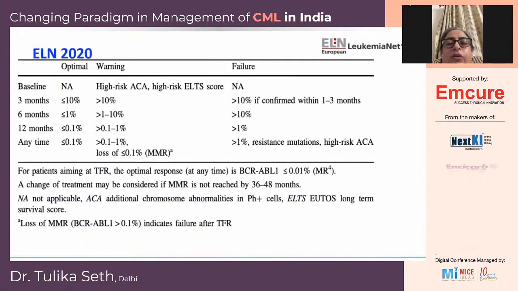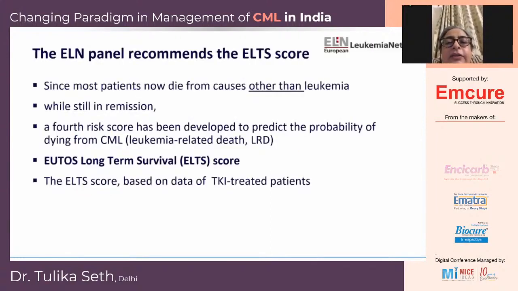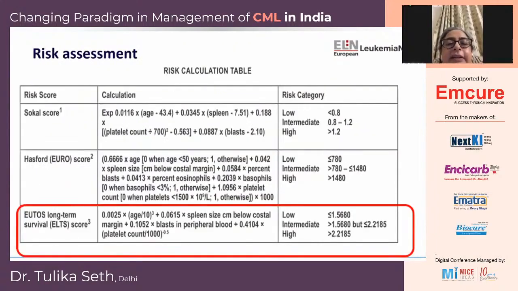So this is the main table that all of us use. And this has actually not changed too much from previously, except for a few of the things which I will be discussing ahead. Next. So the risk assessment, there are several new things. Next. And the ELN panel recommends the ELTS score, which is the EUTOS long-term survival score. So this is an additional score alongside the 3 scores that we usually use. And this is important because it predicts the leukemia-related death in patients on TKI, because these patients don't die from leukemia very often.